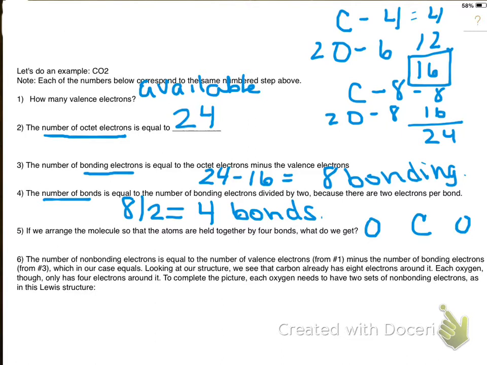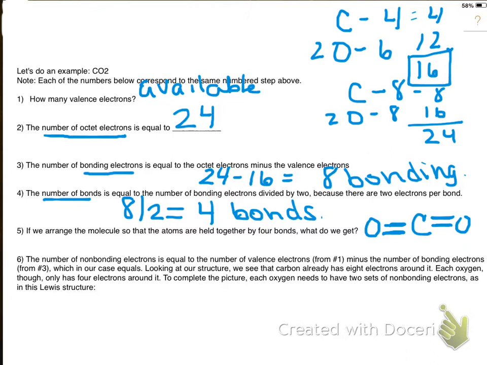Now this tells us we need 4 bonds. Well, if we put 1 bond here and 1 bond here, that's only 2 bonds between our carbon and oxygen. So what we're going to do is draw a second line between each carbon and each oxygen. That's called a double bond. It represents 4 electrons. So now we have 4 bonds.